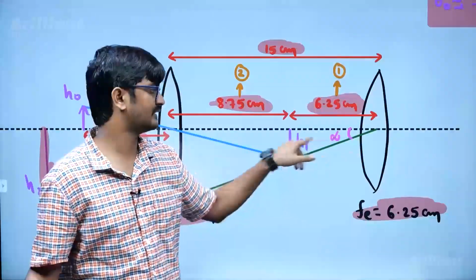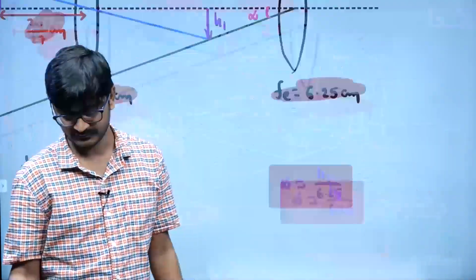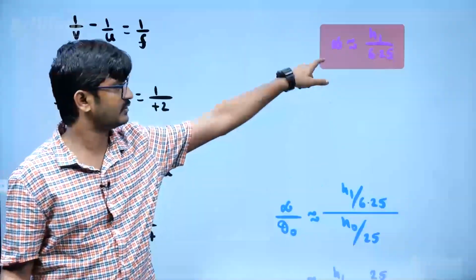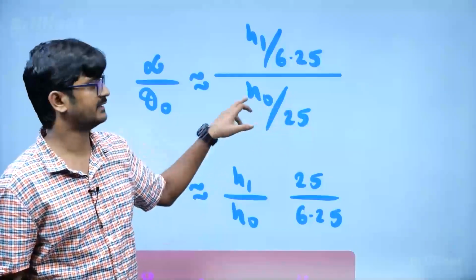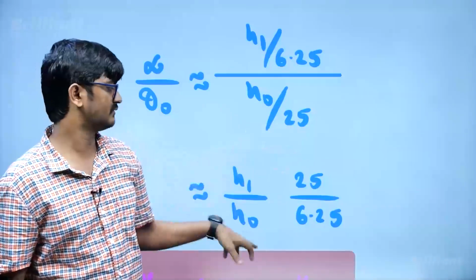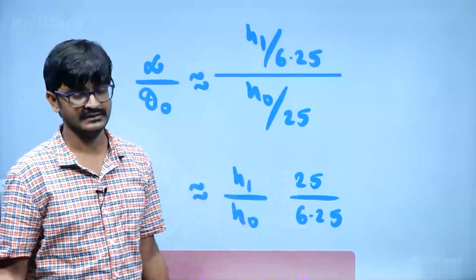What is alpha? Alpha is h1 by 6.25. Now I need to find alpha by theta naught. So h1 by 6.25 divided by h naught by d, which is 25. So which is h1 by h naught into 25 by 6.25.